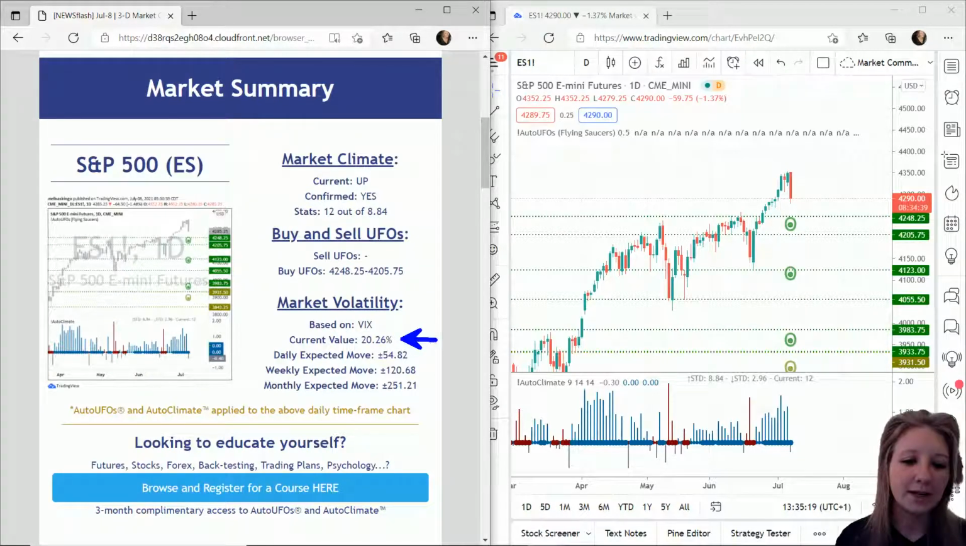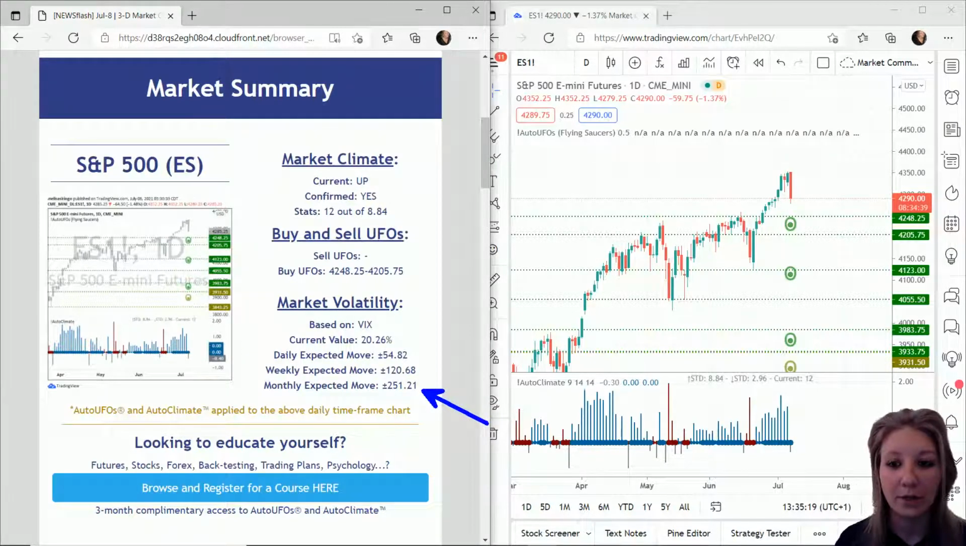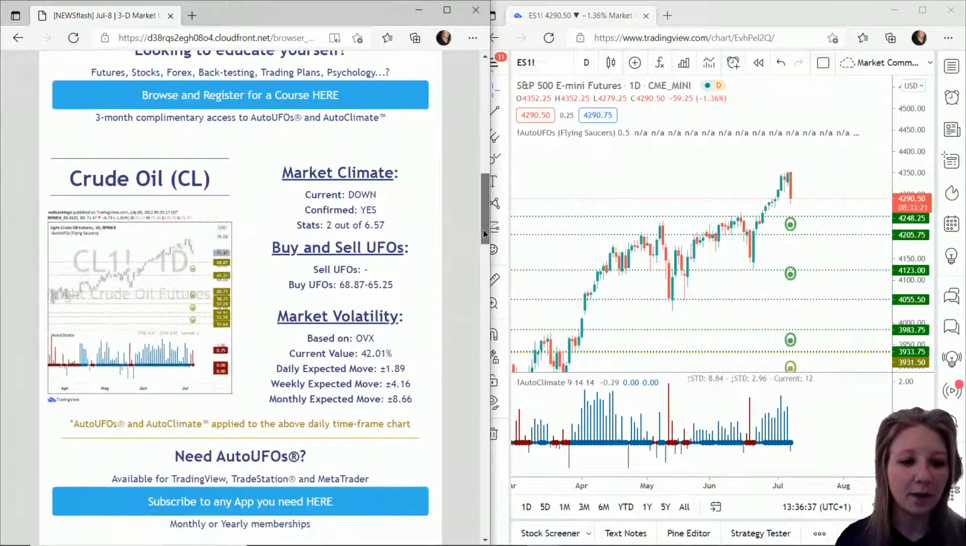So with volatility in 1 year, we would expect the S&P to move up or down of 20.26%, which means in a day, up or down of 54.82 points, in a week, up or down of 120.68 points, and in a month, up or down of 251.21 points. So that's the S&P overall probability upwards. Now let's move on to the next market, which is oil.